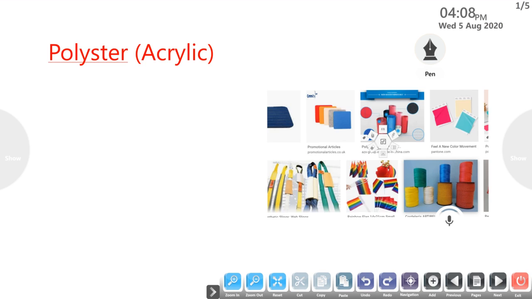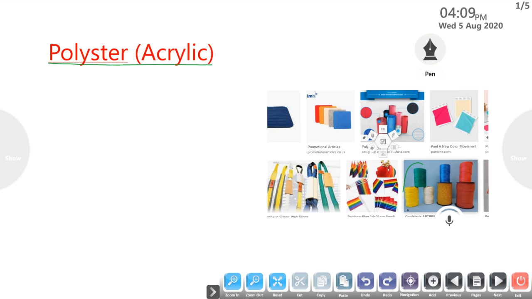Okay, so today in this class we will discuss polyester or acrylic items and characteristics of synthetic fiber. Okay, so just focus on the images here. So we can see some of the objects we are using in our daily life.